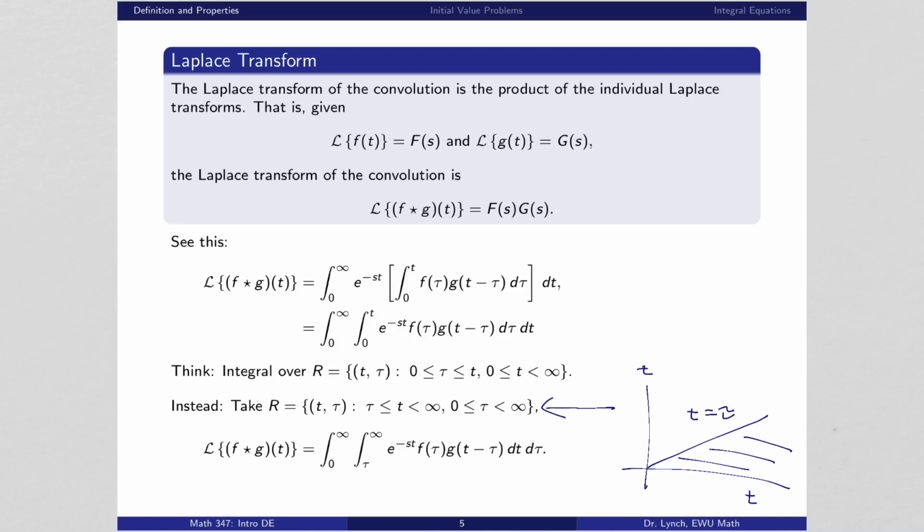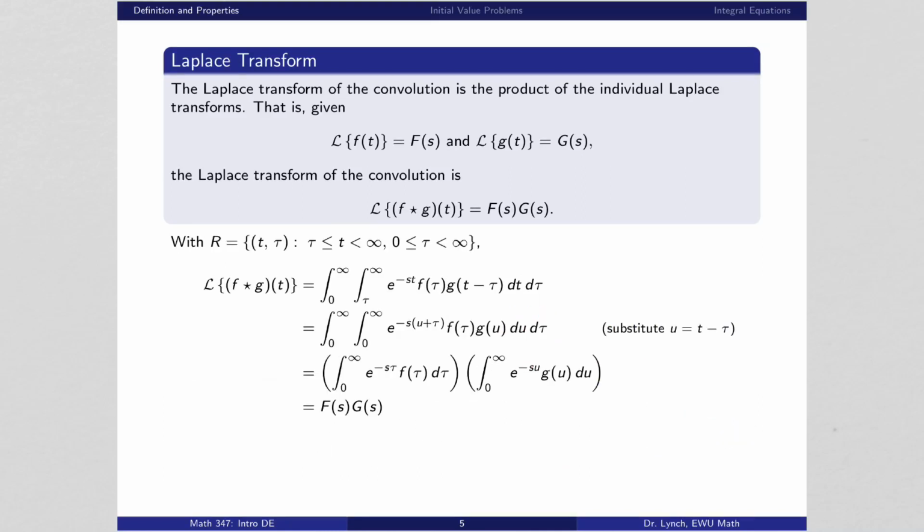Okay, so with that said, we can actually reverse the limits of integration. So we see that here compared to this. And once you do that, the integrals separate into two distinct integrals with a u substitution. So the u substitution is u equals t minus tau. We end up with these two different integrals in two different variables, one of which is the Laplace transform of f, and the other of which is the Laplace transform of g.